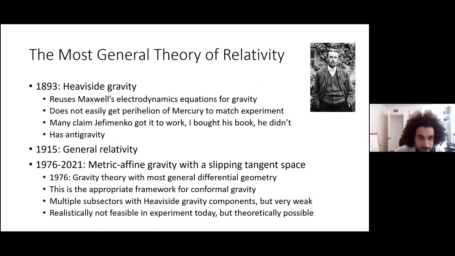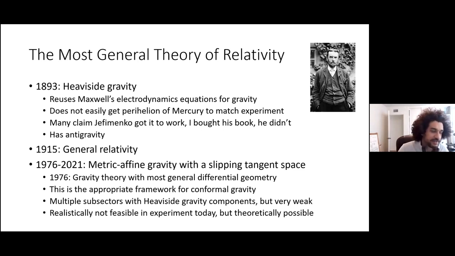So in this most general theory of relativity, we'll just go through a brief history. I wanted to mention Heaviside gravity just because a lot of these anti-gravity people like to talk about it, but they don't understand the mathematics of it, and they start saying dumb things. So basically, this Heaviside gravity used electrodynamics for gravitational theory, but it doesn't match experiment. Maybe there's a chance it'll work, but I don't think so. And people often point to Fedorenko as solving it. He implied he solved it. I bought his book, I read it, he did not solve it. So we can't just claim that Heaviside gravity is going to give us anti-gravity.